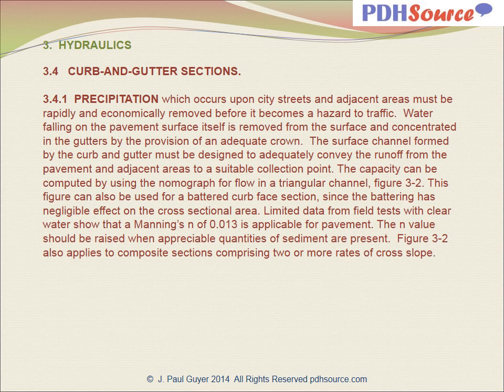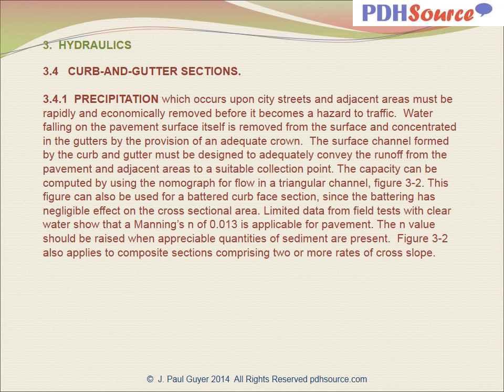Curb and gutter section considerations. Precipitation which occurs on city streets and adjacent areas must be rapidly and economically removed before it becomes a traffic hazard. Water falling on the pavement surface itself is removed from the surface and concentrated in the gutters by the provision of an adequate crown to the roadway. The surface channel formed by the curb and gutter must be designed to adequately convey the runoff from the pavement and adjacent areas to a suitable collection point.